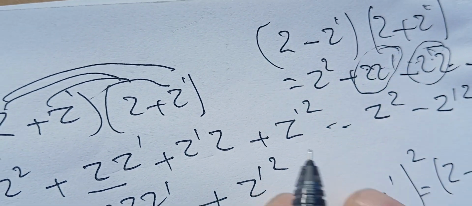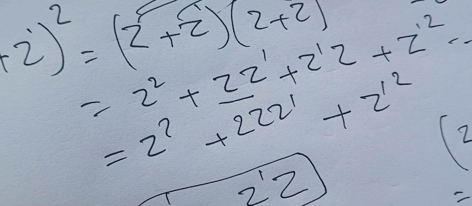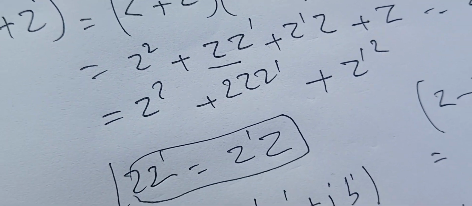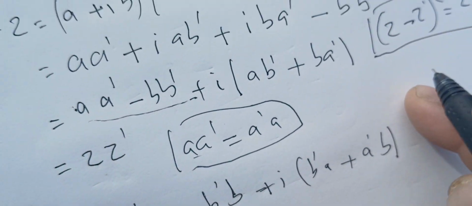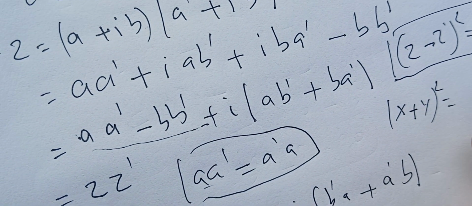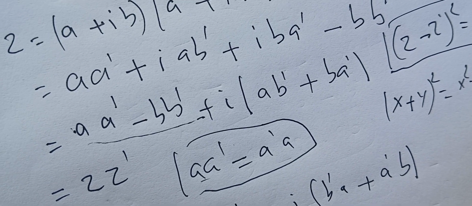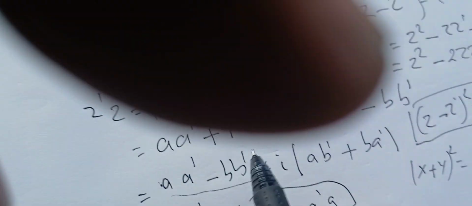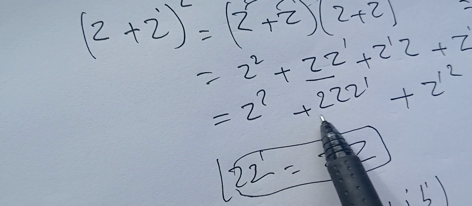So in this case, we see that we have the same operations as in R. Remember, when we have real numbers x plus y, we have x squared plus 2xy plus y squared. The same thing happens here when we have complex numbers.